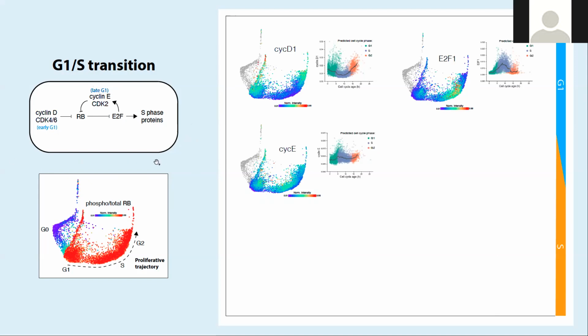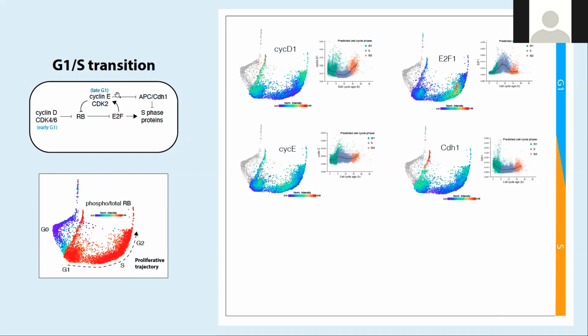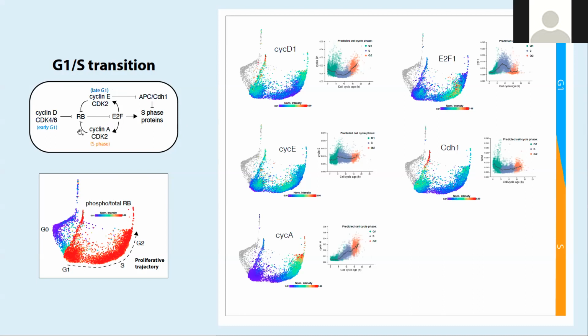Now, another important event in the G1/S transition is the inactivation of APC complexes, which act to degrade and prevent the accumulation of S-phase proteins. This increase in cyclin E CDK2 activity in late G1 stimulates the destruction of the APC subunit CDH1, which then allows S-phase initiation. The inactivation of APC complexes also allows another important S-phase gene, cyclin A, to accumulate as S phase begins.